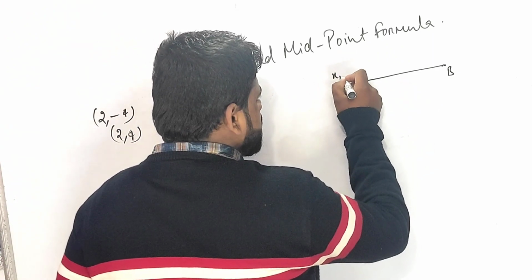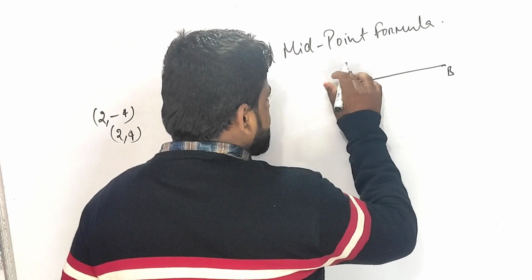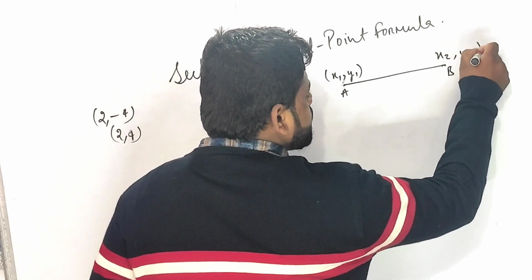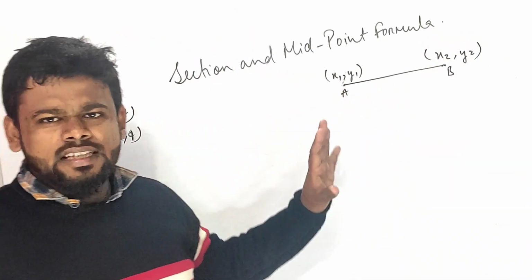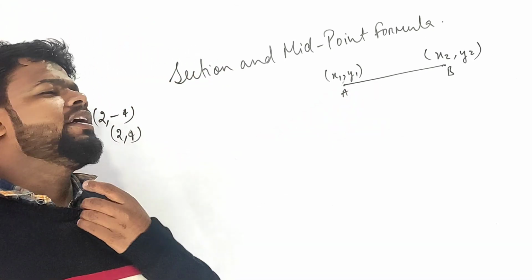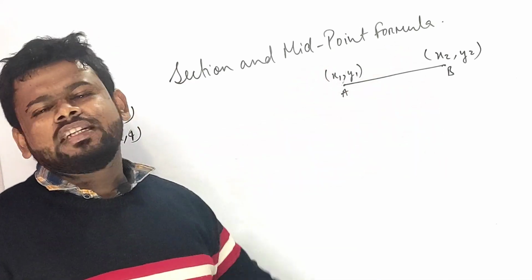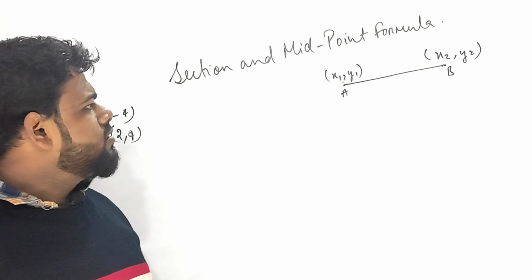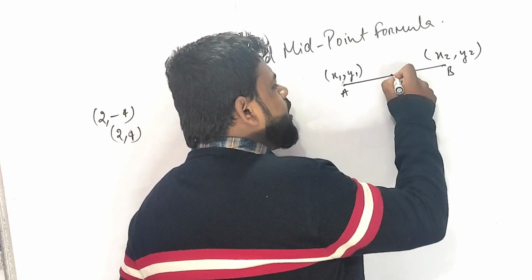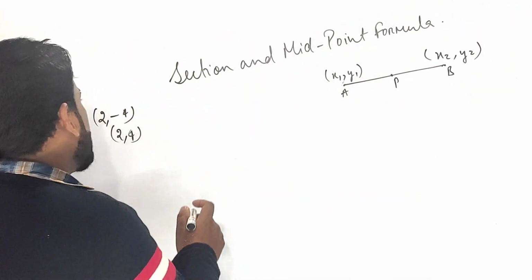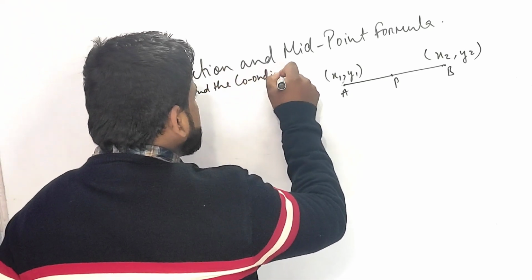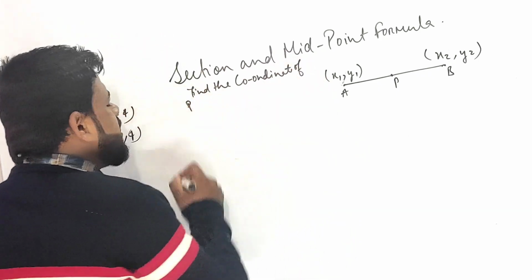Suppose a point is given A and B. Suppose x1, y1 and here is x2, y2. Is it clear, everyone? Suppose a line segment is given, in which the 2 points are A and B, where A's coordinate is x1, y1 and B's coordinate is x2, y2, and A and B के बीच एक पॉइंट बना लेते हैं, which is P. अब हम बोले हैं तो क्वेश्चन इज आस्क्ड टू यू नाउ, find the coordinates of P.